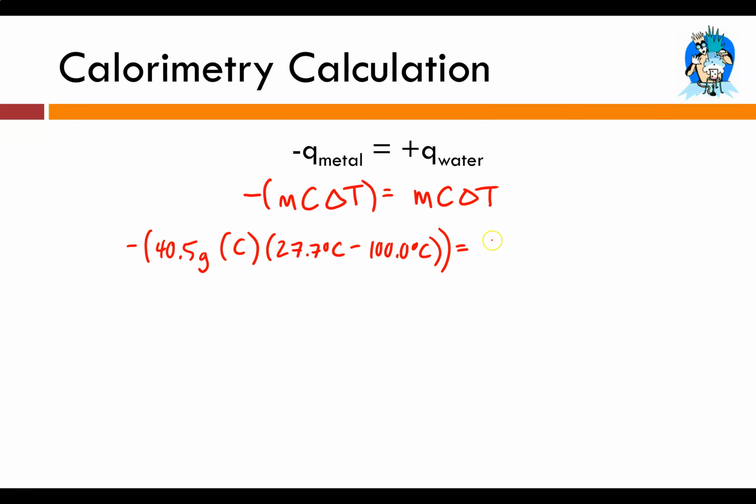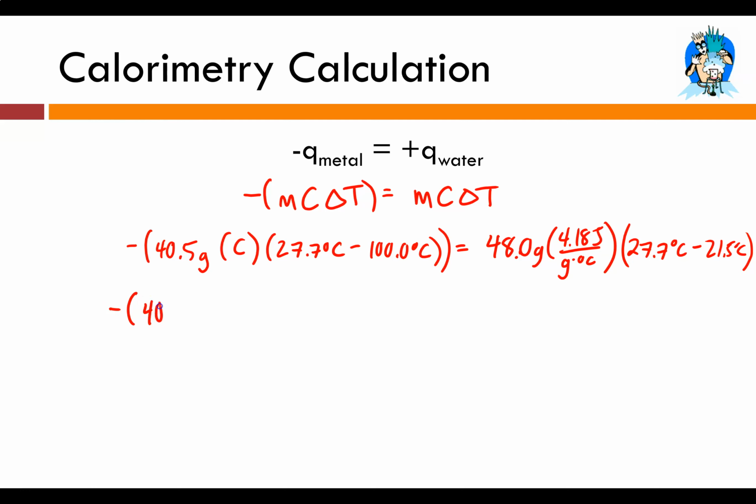On the water side, 48.0 grams of water were used. 4.18 joules per gram degrees Celsius is the specific heat of water. And we went from a final temperature of 27.7 degrees Celsius, and the initial temperature was 21.5 degrees Celsius. I know I'm showing all of my work. If you wanted to simplify the temperature changes before plugging in, there's absolutely nothing wrong with that. I'm going to do that now.